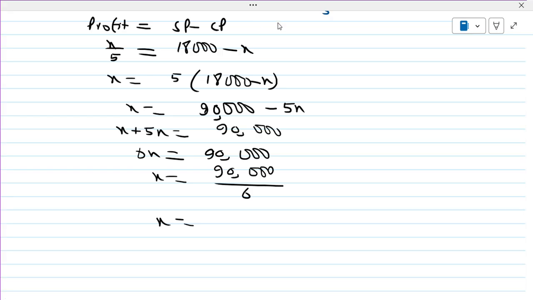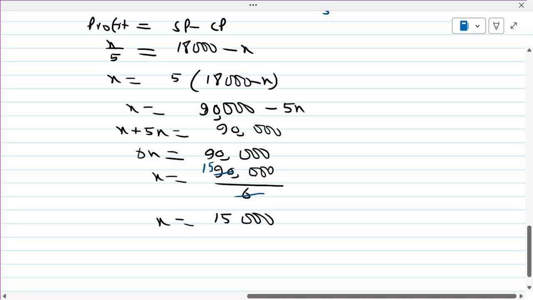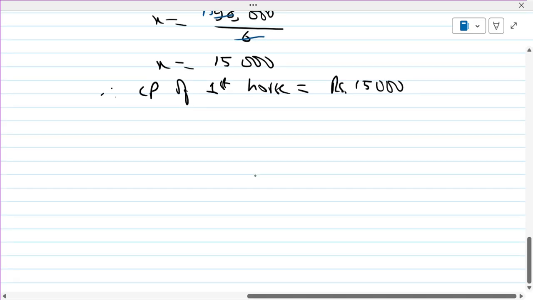So by 6 we can cut 6 1 to 6, is it? And then there remains 3, 6 3 0 30, 6 5 0 30. So it's 15,000, is it? So value of x is 15,000. It means cost price of the first horse is 15,000. Therefore cost price of first horse is rupees 15,000. And once we get that, now we go for the second horse.